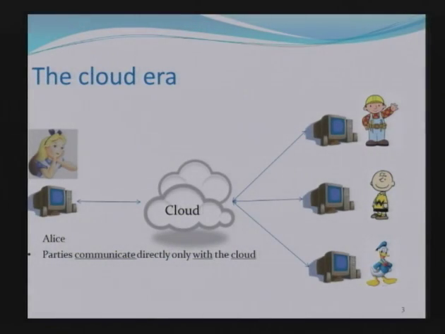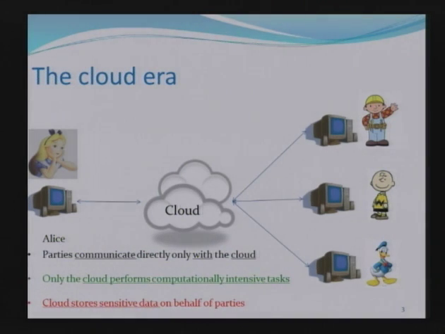Okay, and so now the world has changed a little bit. Ideally, we'd like parties to communicate directly only with the cloud. It would be really, really nice if parties don't have to interact directly with each other. I'll have to wait for Amazon to be available at some particular time and talk to them. It would be really nice if I talk to the cloud only, and then I go away. I don't have to interact ever, and then another party comes, interacts only with the cloud, goes away. But still, we are able to execute some cryptographic task without having to synchronize when we are getting together to run this task. And then, since the cloud is a powerful server, why not ensure that only the cloud performs computationally intensive tasks? And thirdly, the cloud is the one storing all the sensitive data on behalf of all the parties.